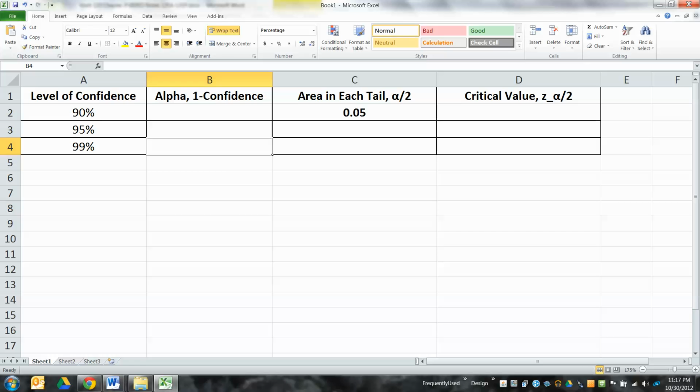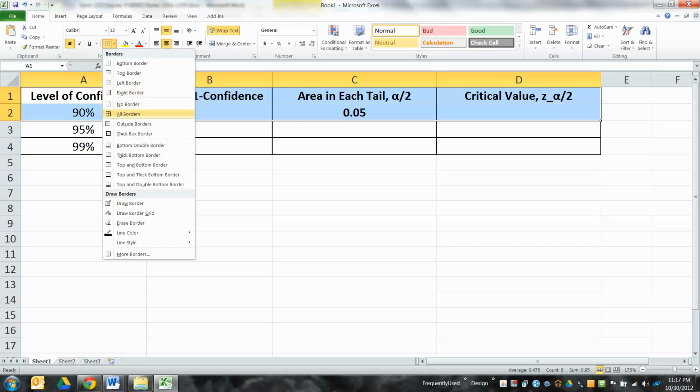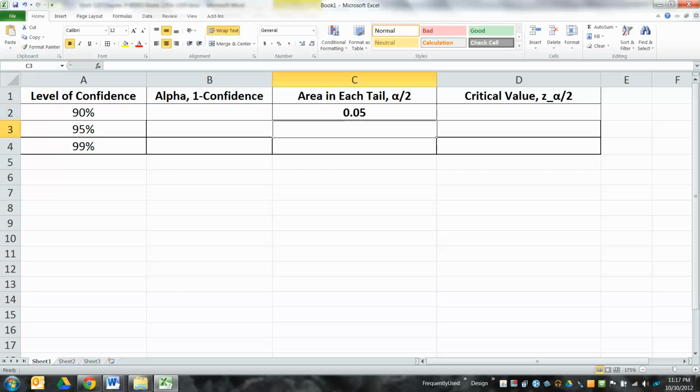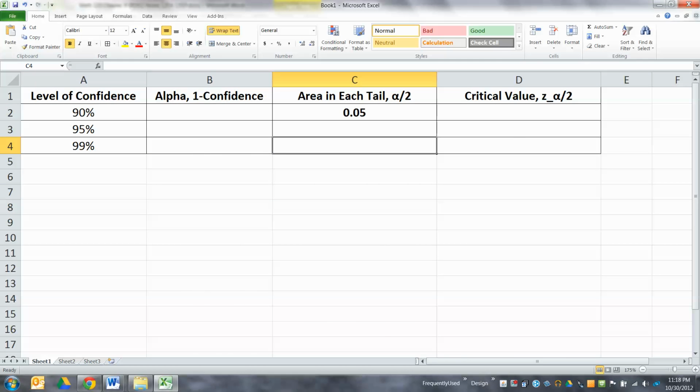There we go. Alpha is equal to 1 minus the confidence level, okay? So they're complements of each other, if you will. I'm having issues with my border here. Okay, cool. So that means that this was equal to 1 minus 90%, which is 10%. And then you take that and you divide it in 2.